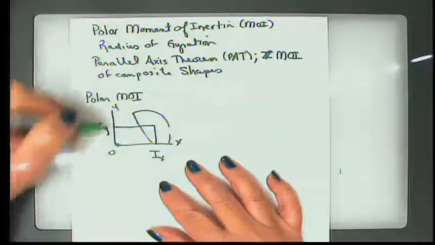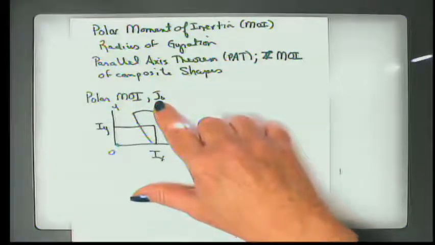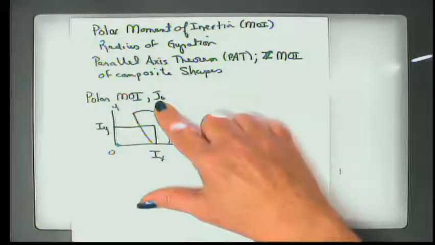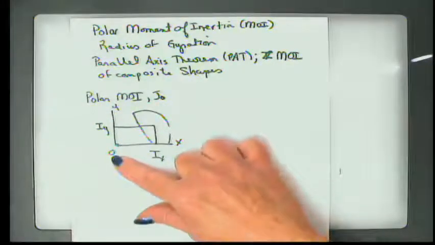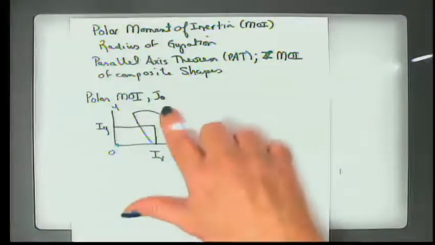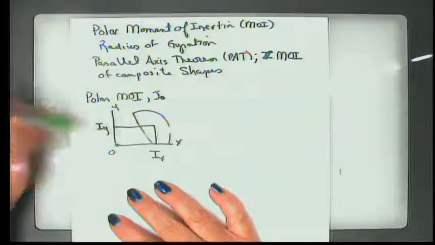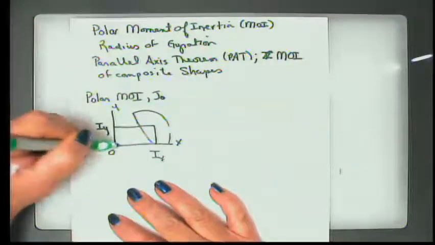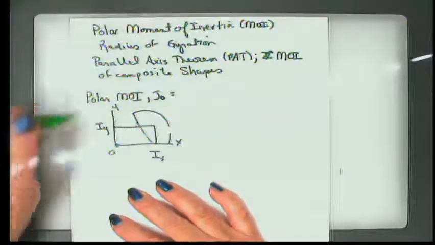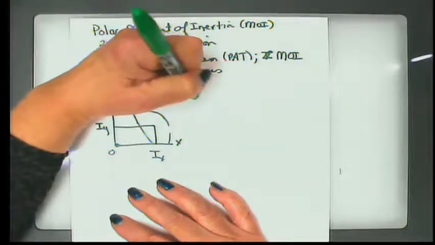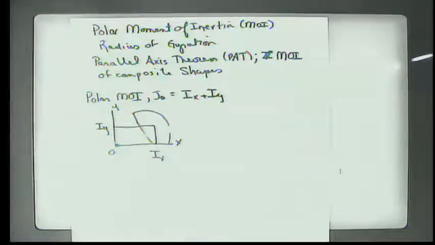the polar moment of inertia, they use the variable j to describe the polar moment of inertia, and then they always put a sub-zero indicating the point that you're taking it about. So you could take a polar moment of inertia about other points, but basically in this case, if we have I sub x and I sub y, and they are the axes, that's the intersection of those 2 points, it turns out that the polar moment of inertia is equal to I sub x plus I sub y. So that's pretty simple if you find I sub x and I sub y first.